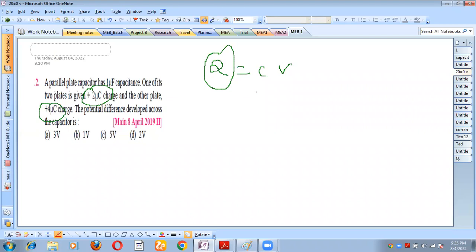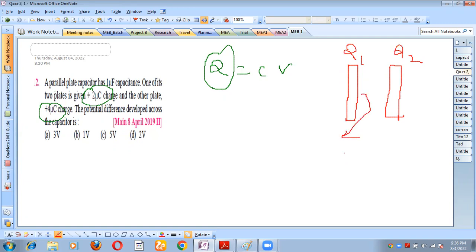Capacitance is given and potential difference we have to find. So we have to go through the same concept of different charges Q1 and Q2 on the plates, what we have just studied. What is the charge inside the plates? Q1 minus Q2 by 2. So in place of Q, we have to take Q1 minus Q2 by 2.